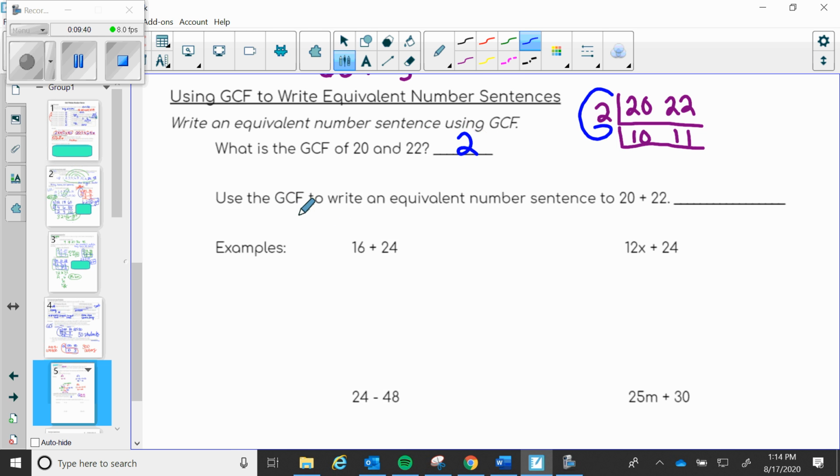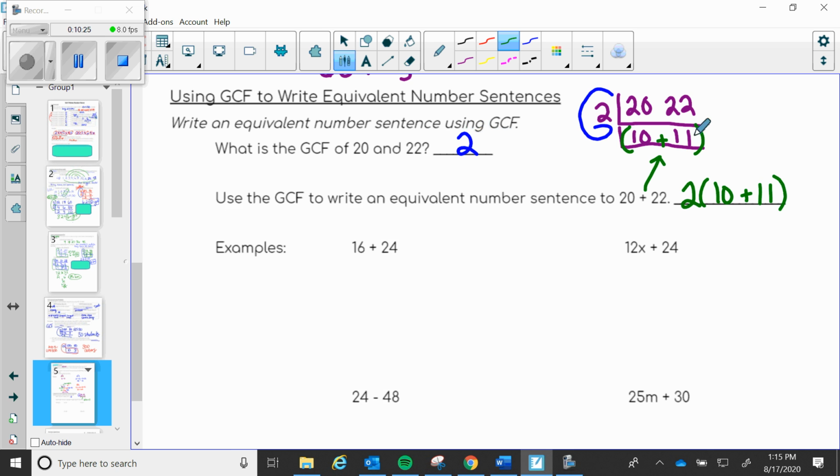So now I'm going to use the GCF to write an equivalent number sentence for 20 plus 22, which is the numbers we just used for GCF. So literally, guys, this is so simple. Check this out. You're going to take your GCF and write it down. And then the way you get the number sentence, put your bottom row in parentheses and add the sign. So it's actually going to be 2 parentheses 10 plus 11. And that's how you would write an equivalent number sentence using GCF.